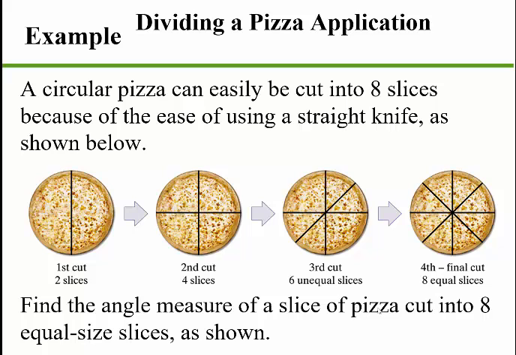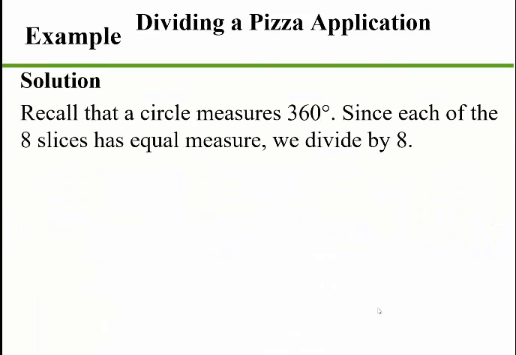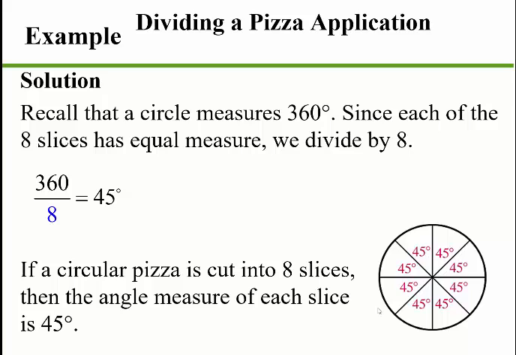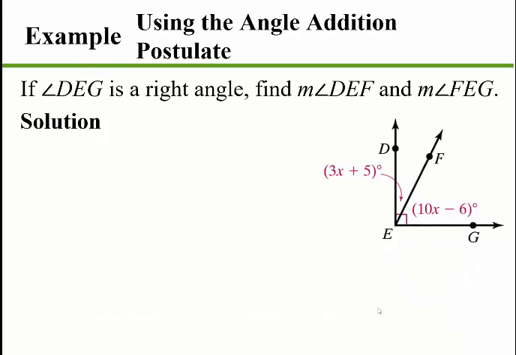All right, let's do an example about dividing a pizza. A circular pizza can easily be cut into 8 slices using a straight knife, as shown below. The first cut gives 2 slices, the second cut gives 4 slices, the third cut gives 6 slices, and the fourth cut gives us 8 equal slices. So let's find the angle measure of a slice when cut into 8 equal slices as shown. Recall that a circle measures 360 degrees. Since each of the 8 slices has equal measure, we can divide by 8. So if a circular pizza is cut into 8 slices, then the angle measure of each slice is 45 degrees.